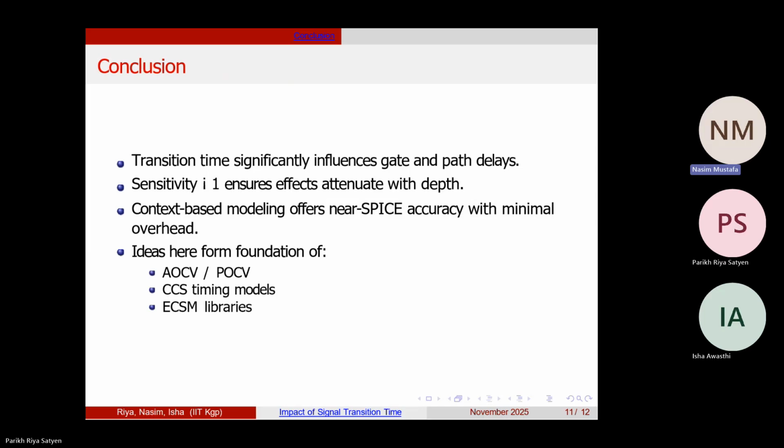So now to wrap up, the overall conclusion is very straightforward. The input transition time has a strong impact on both the gate delay and the path delay, but the sensitivity is less than 1, which means the effect naturally gets smaller and smaller as we move deeper into the chain. Because of this, just one or two levels of context is enough to capture almost all the slope related delay variations, giving near SPICE accuracy at a fraction of the cost. These techniques have the potential to make our timing libraries and static timing analysis much more accurate without adding significant overhead to the design. Thank you.